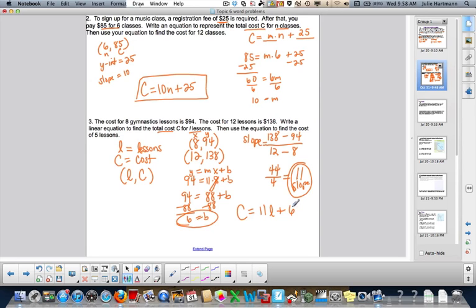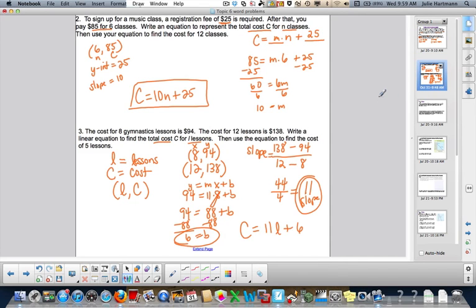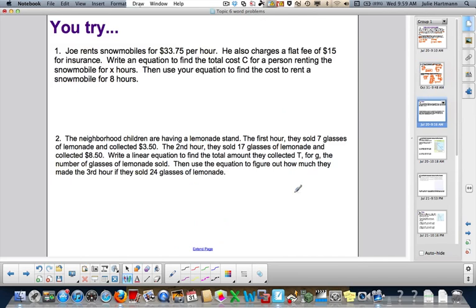I just gave you 3 examples. One where we were given basically the y-intercept and the slope. One where we were given the point and the y-intercept. You had to find the slope and then write the equation. And one where you're given 2 points. You had to find the slope and then find the y-intercept and then write the equation. Okay, so 3 examples here. The next slide is your tries.